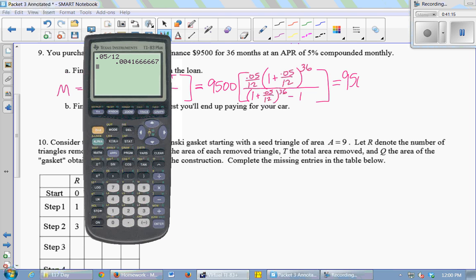So this is 9,500 times 0.00417 times 1 plus that 0.00417. So 1.00417 to the 36 divided by 1 plus that same number again. So I have 1.00417 to the 36 minus 1.